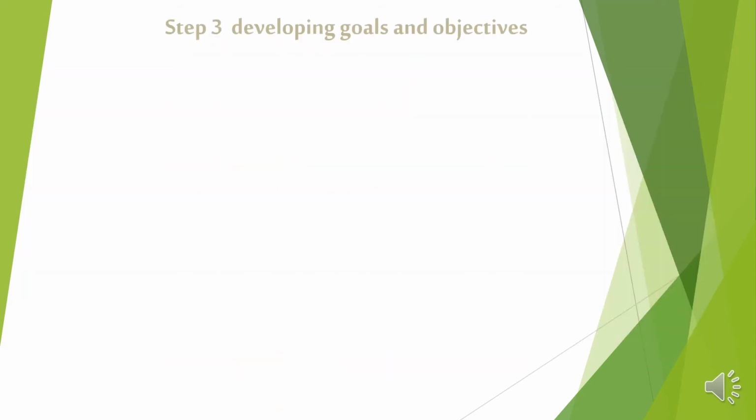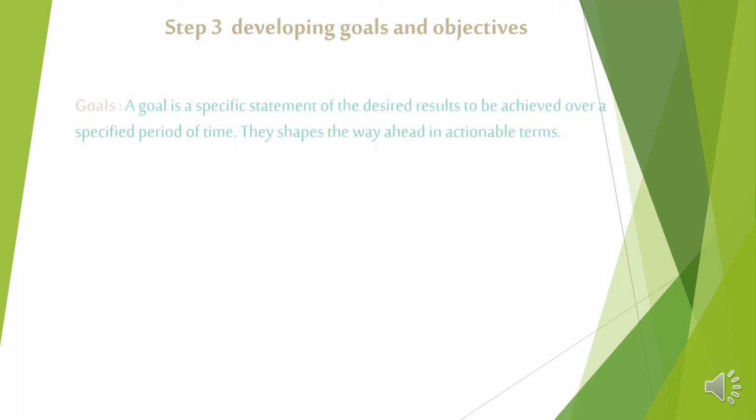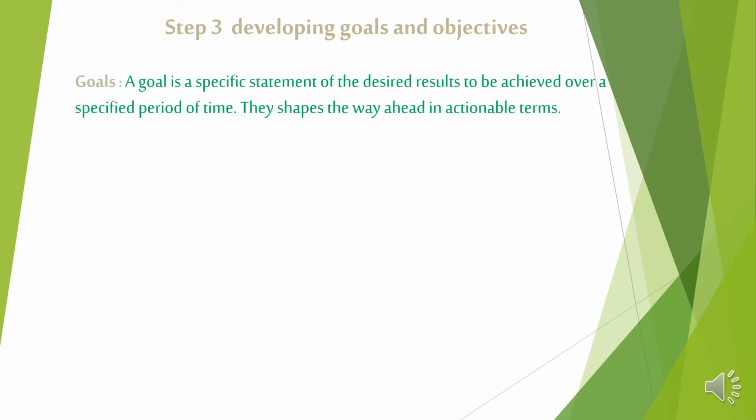So after we finish the mission, vision, values, and the environmental analysis, step number three is developing goals and objectives. We will explain here the difference between goals and objectives, and we will give an example for goals and objectives. The goals. A goal is a specific statement of a desired result to be achieved over a specific period of time. They shape the way ahead in actionable terms.